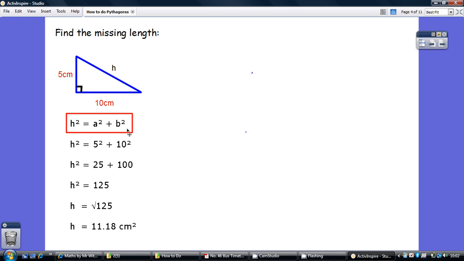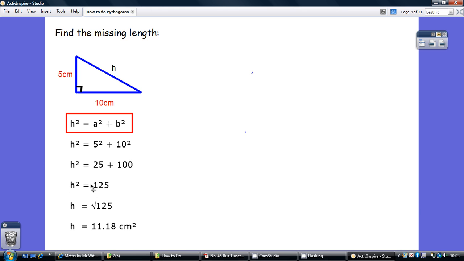So in that case we use the standard formula, the one we've just looked at before, that h squared equals a squared plus b squared, and we just plug in the two shorter sides, 5 and 10. So h squared equals 5 squared plus 10 squared. Doesn't matter whether you put the 5 squared first or the 10 squared first. Now remember, 5 squared means 5 times itself, 5 times 5, which is 25. 10 squared, 10 tens are 100. Add them together, so h squared is 125.